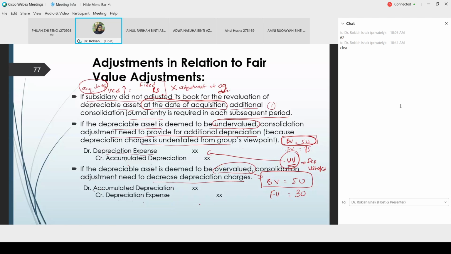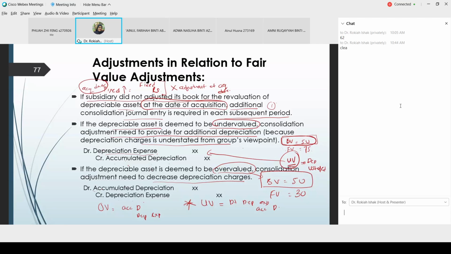So to summarize this one, if the asset is undervalued, you're going to debit depreciation expense, which means that your depreciation is understated. Depreciation expense, credit accumulated depreciation. If the asset is overvalued, debit accumulated depreciation, credit depreciation expense. Most of the time you're going to have this one, yeah? Because most of the time your fair value is higher than your book value.